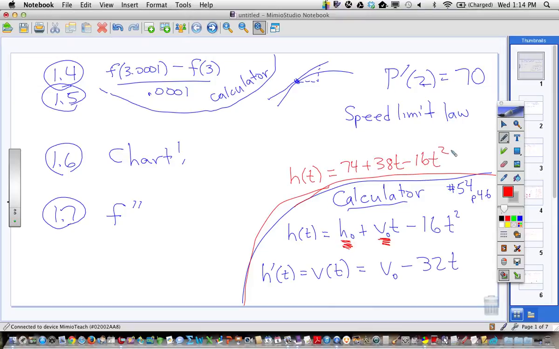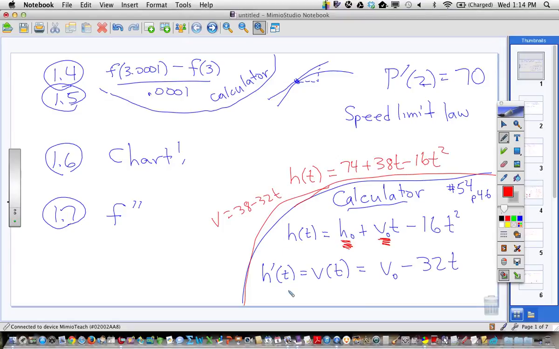The initial velocity. I think one of the questions was, was the ball thrown up or down? Initially, up. How can you tell? Because 38 is positive. If the 38 was negative, it was thrown down. The 74 is the initial height that it was thrown from or dropped from. Okay? And then the velocity equation would be this. For that particular one, the velocity equation would be 38 minus 32t.